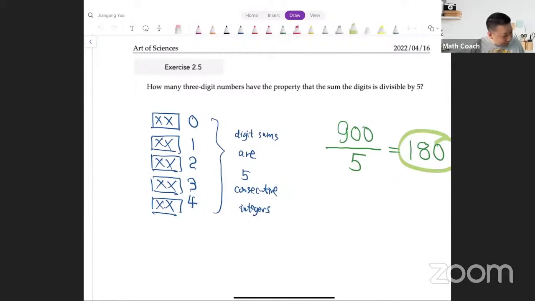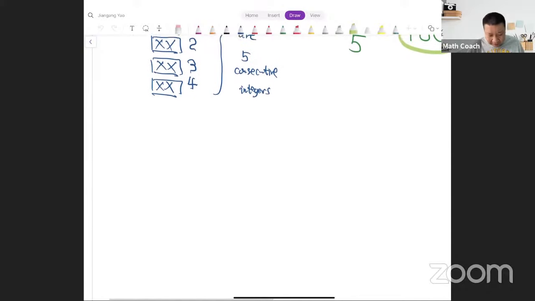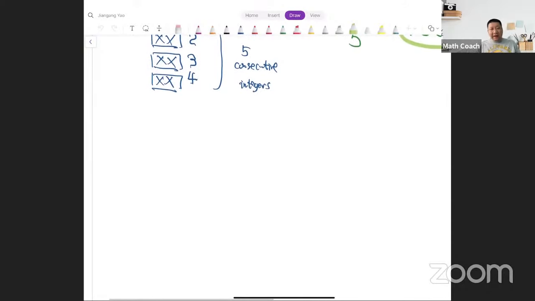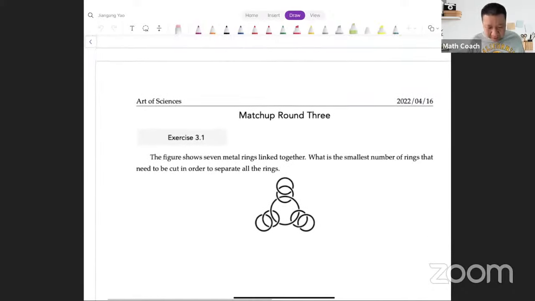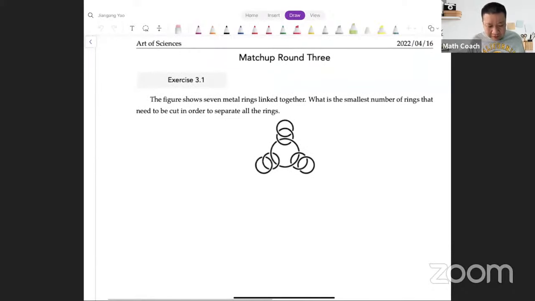33 versus 62. Okay. So can both 33 and 62 say ready to everyone? Okay, both 33 and 62 are ready. Okay, so now we are going to show question 3.1. The figure shows 7 metal rings linked together. What is the smallest number of rings that needs to be cut in order to separate all the rings?